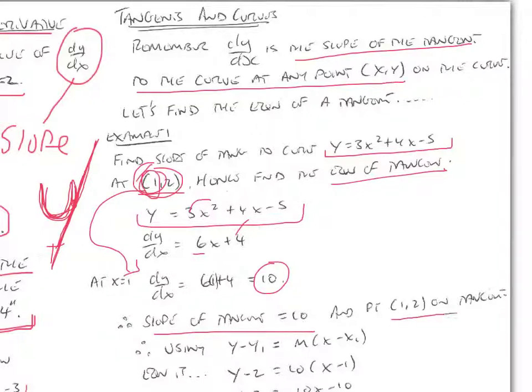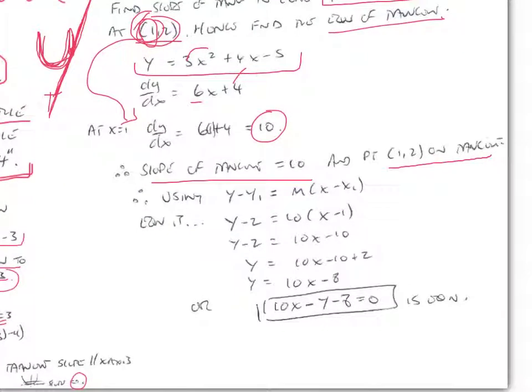We know there's a point (1, 2) on that line, so we can use the equation of the line formula y minus y1 equals m times (x minus x1), given that this is (x1, y1), to find the equation of the line. We will end up with the equation y equals 10x minus 8, or 10x minus 8 minus y equals 0. Either equation is correct.